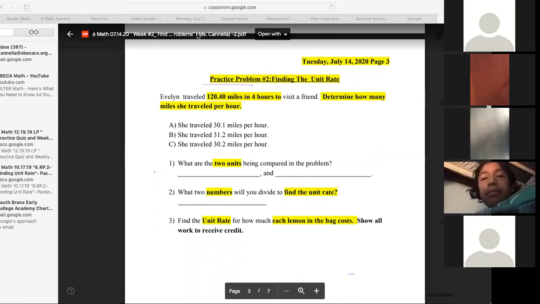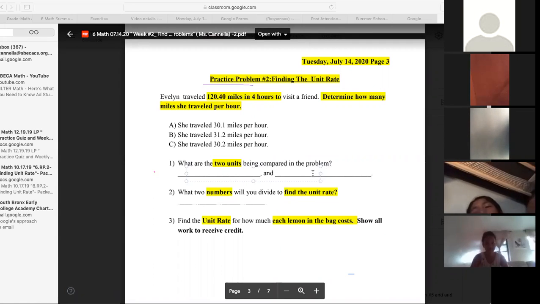So Leilani, per hour is another word for what number? Per, each, every, what number? 1 or 2? 1. Good. And how do we find the unit rate, Leilani? What operation are we going to do? Division. Good. So read number 1 and tell us what to write on the line. We're going to write miles and hours. Good. Okay, Leilani, when you're ready, read us number 2 and tell us what we're going to write there.